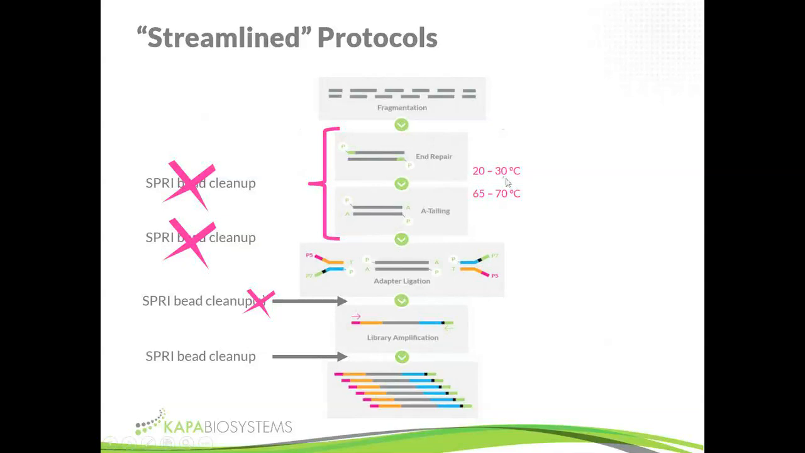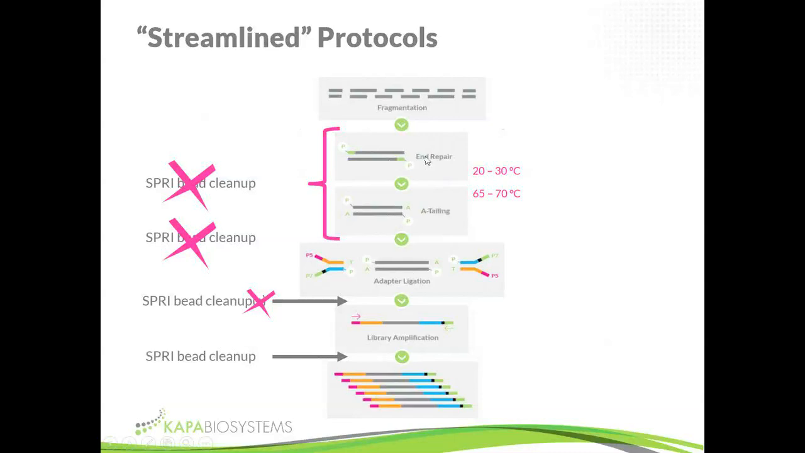And then you raise the temperature to 65 or 70 degrees. That inactivates the end-repair enzyme, and A-tailing happens at an elevated temperature. It's very important to kill the end-repair enzyme, because if it's still active as you're adding A-tails, it's just going to keep on end-repairing them and blunt-ending them again, and you go into a negative feedback loop. But that's essentially how all streamlined kits work.